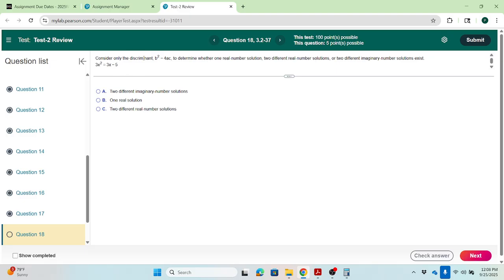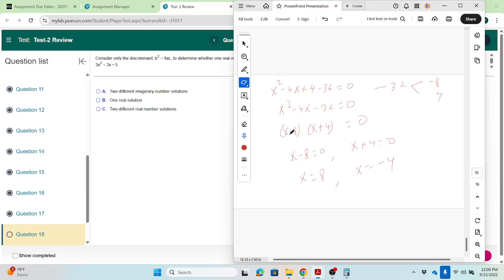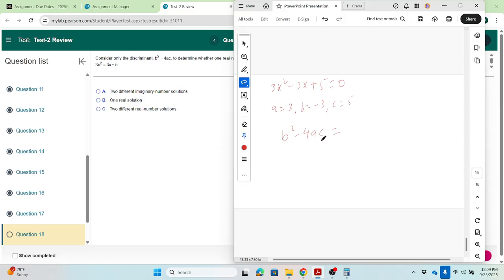Consider only the discriminant b squared minus 4ac to determine whether there is one real number solution, two different real number solutions, or imaginary solutions. Depending on the discriminant, we can find out how many solutions we have. In this case, first write down the equation 3x squared minus 3x plus 5 equals 0. Find b: a is 3, b is negative 3, and c is 5. B squared minus 4ac is called the discriminant.